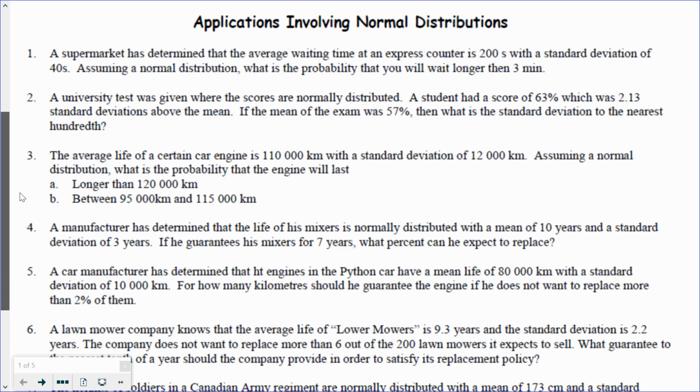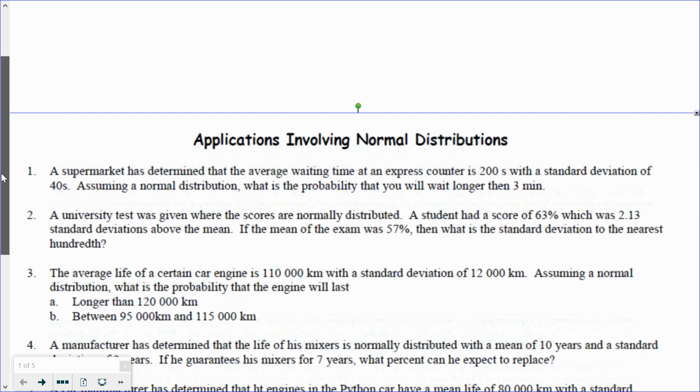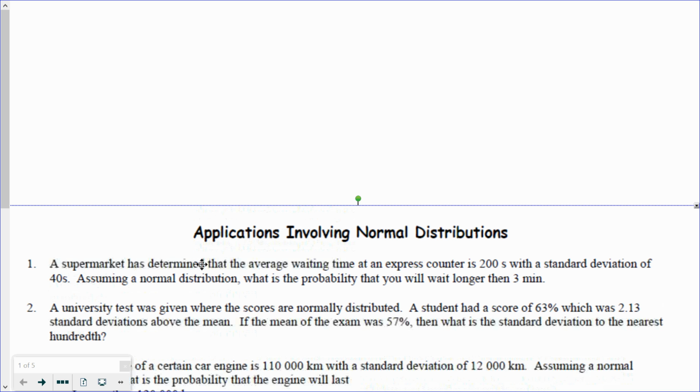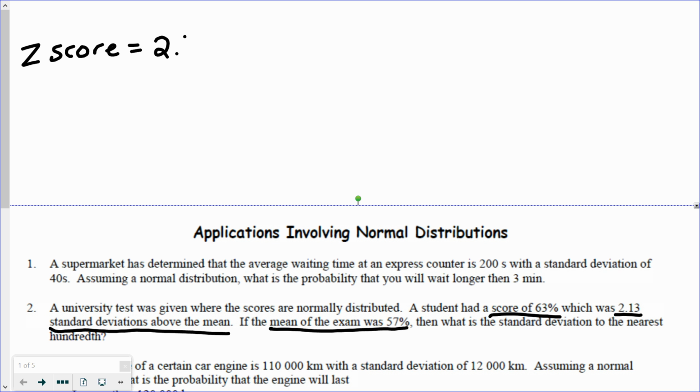Okay, just looking at question 2, I'm going to write up above because I don't really have room. We're given a couple pieces of information. The student score was 63%. We're given the mean as 57%. And we're given how many standard deviations above the mean the student score is. Remember yesterday, I said that 2.13 standard deviations above the mean is actually equal to the Z-score. So we know the Z-score is equal to 2.13. It's a little bit more than 2 standard deviations above the mean.